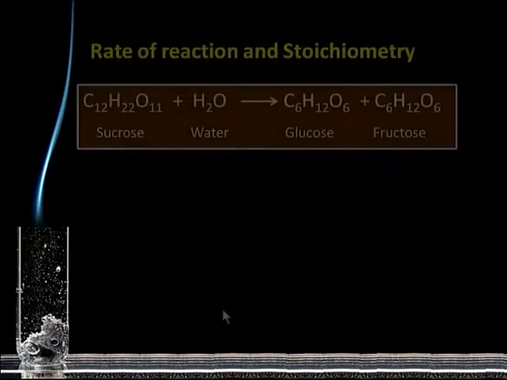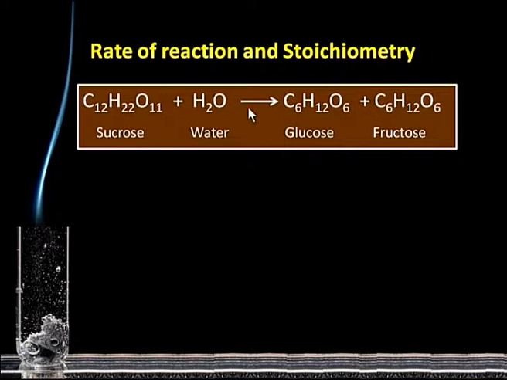Now look at some of the reactions. You are familiar with this reaction, inversion of sucrose. 1 mole of sucrose reacts with 1 mole of water to produce an equimolar mixture of glucose and fructose, 1 mole, 1 mole. What do we see here? The stoichiometric coefficients are 1, 1, 1, 1, the same and unity.